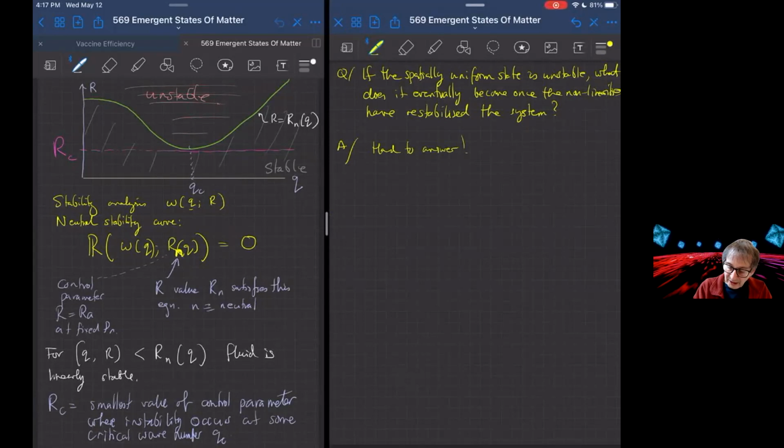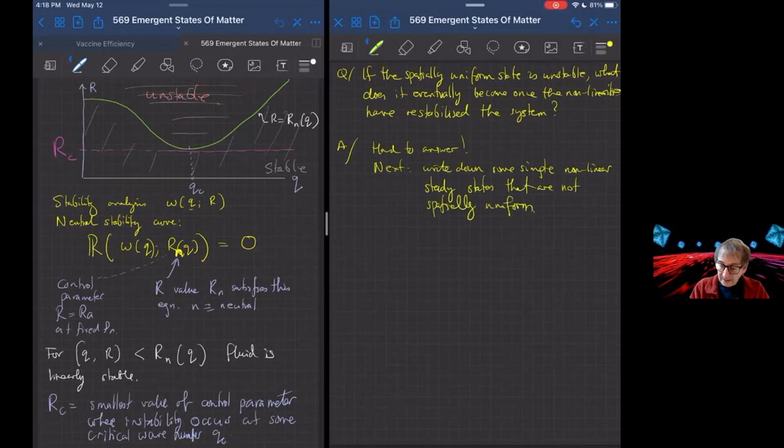So let's now write down some simple nonlinear steady states. These are not uniform. Okay, so let's start off with the first one, and the first one is stripes.